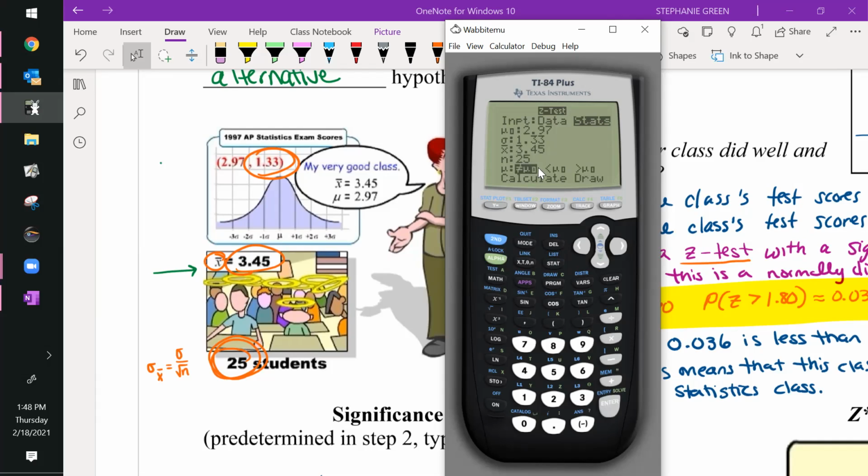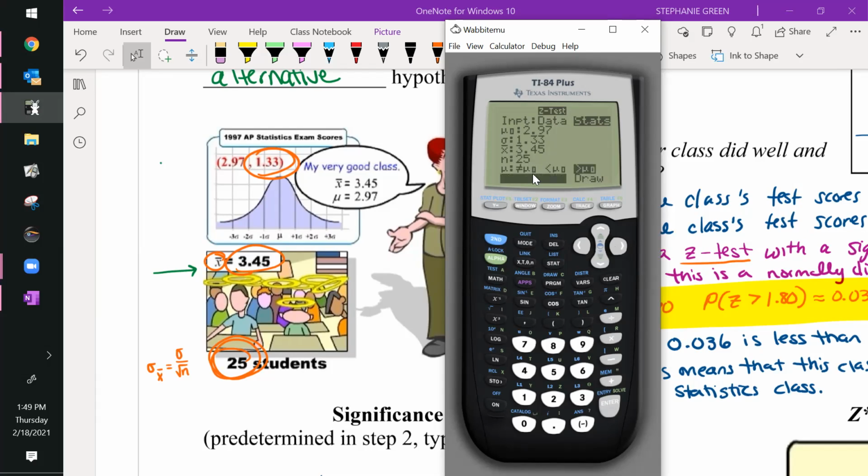And then lastly, you can see here's our different options for our alternative hypothesis. Do we want a two-sided hypothesis? Do I want to determine if our sample is less than the population mean or that it is greater than? And we want it to be greater than, didn't we? So I'll select that one.